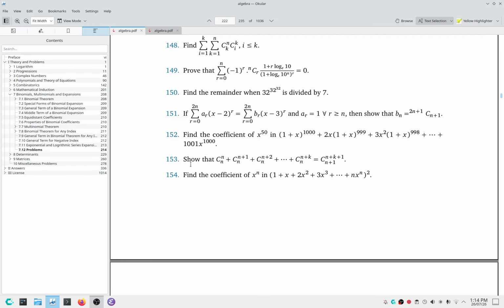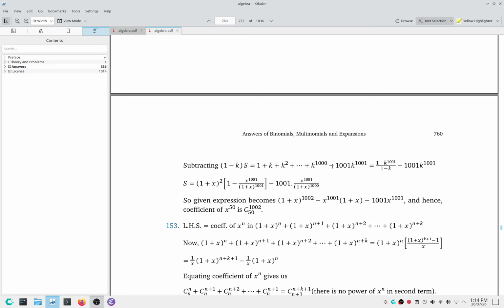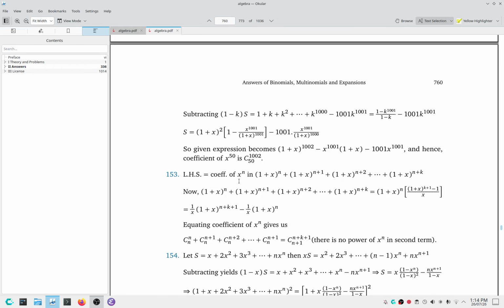Question 153 says: show that nCn + n+1Cn + n+2Cn up to n+kCn is equal to n+k+1Cn+1. So the coefficient of the left-hand side is equal to the coefficient of x^n in (1 + x)^n + (1 + x)^(n+1) + (1 + x)^(n+2) up to (1 + x)^(n+k).